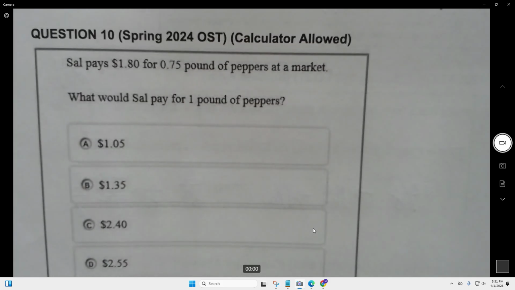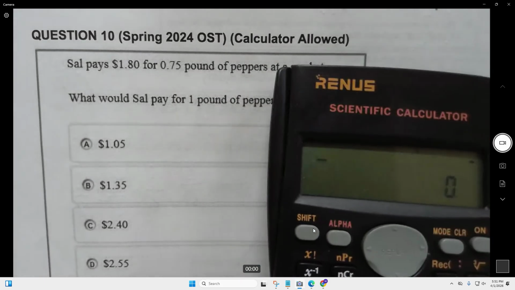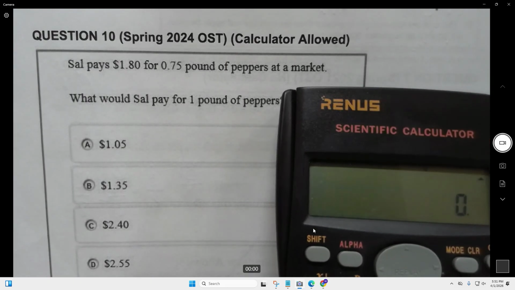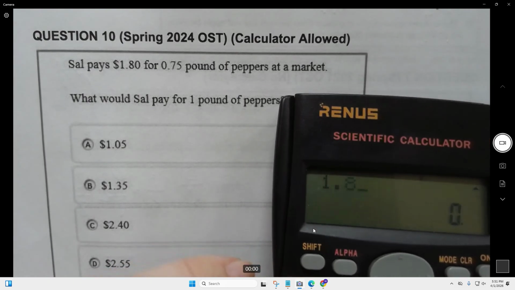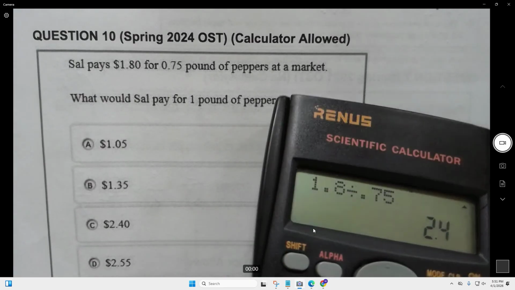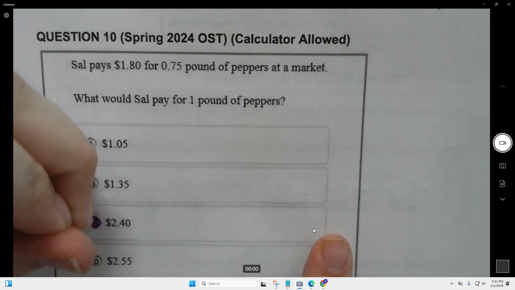Question number 10. Calculator allowed. Sal pays $1.80 for 0.75 pounds of peppers at a market. What does he pay for 1 pound? Oh boy. I know this is getting repetitive. Trust me, I get it. But it's 1 pound of peppers. So just take the money, 1.80 divided by 0.75 equals 2.4, $2.40. That's it.